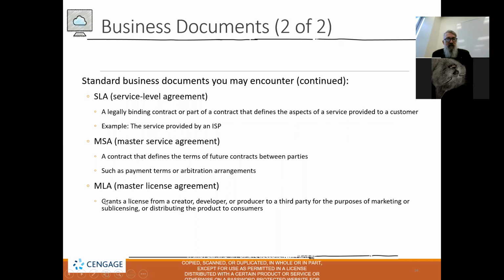Now we're getting into some other legal agreements. Service level agreement, you may have heard about this if you did a client services course. A service level agreement is legally enforceable, as are these others, master service agreement and master license agreement. Those things need to be carefully considered and actually passed on to your legal department, I suppose.